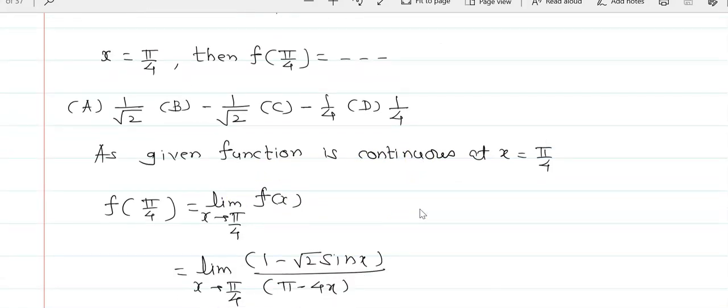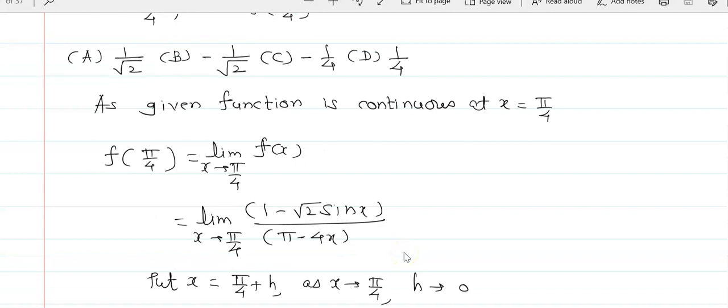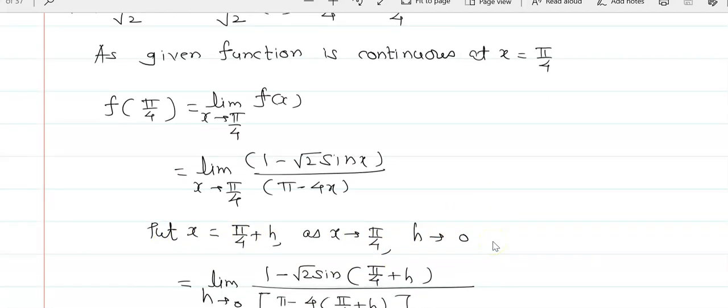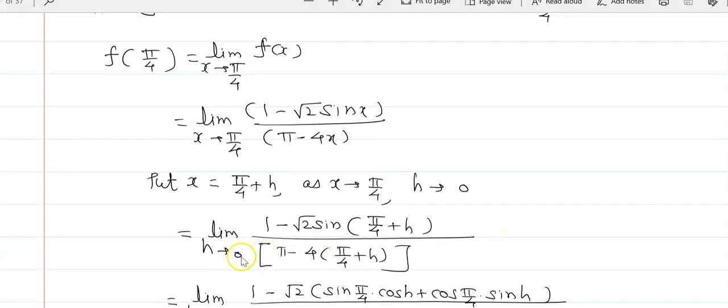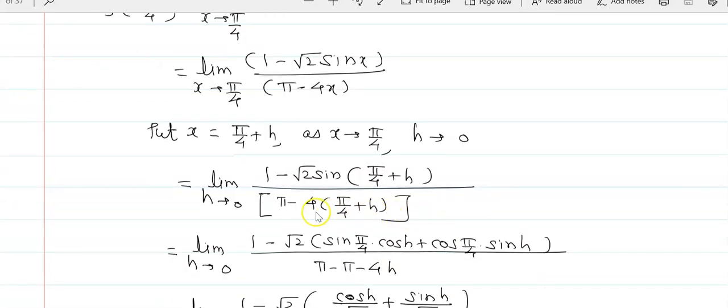Now, again, f of pi by 4 is equal to limit x tends to pi by 4 of f of x, that is limit x tends to pi by 4 of 1 minus root 2 sin x upon pi minus 4x. Now put the substitution here. X is equal to pi by 4 plus h, as x tends to pi by 4, h tends to 0. Now again, limit h tends to 0, 1 minus root 2 sin of pi by 4 plus h upon pi minus, in bracket, 4 into pi by 4 plus h, after the substitutions.